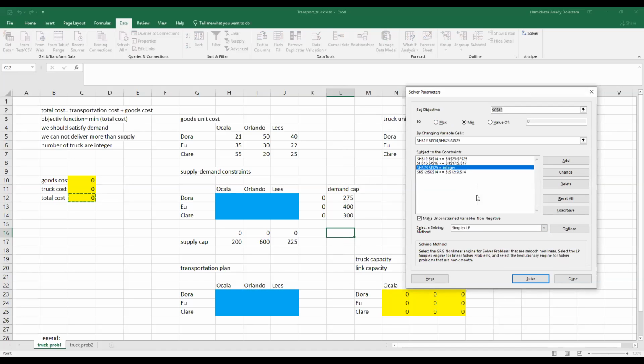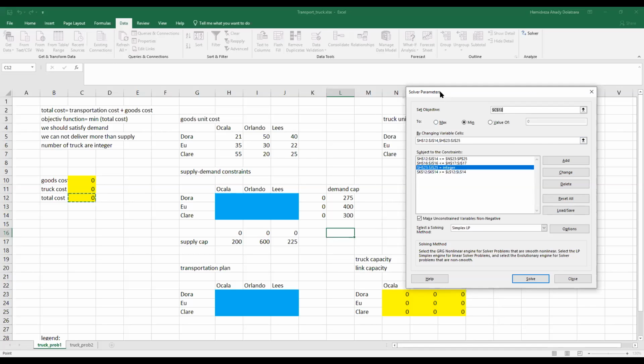So again, let's look at the constraints that we had. The one constraint was for supply: our production should be less than the supply cap. The second one is about demand: our delivery should be at least equal to our demand, or more than that. Our number of trucks are integer. And the goods that we send over each link, each route between supply and customer, should be less than the capacity of the link.